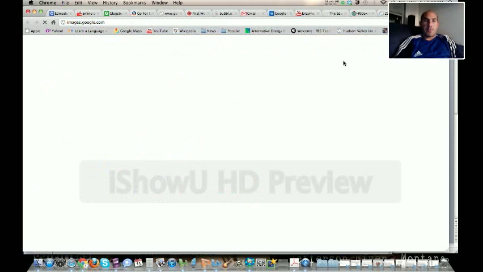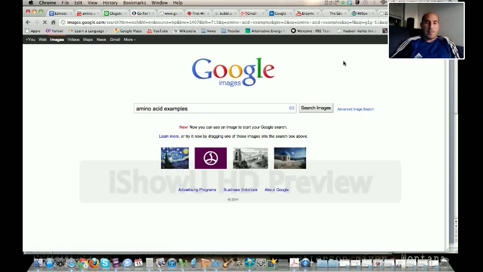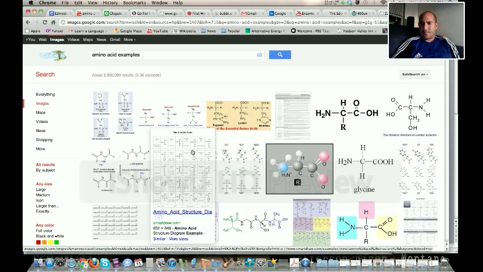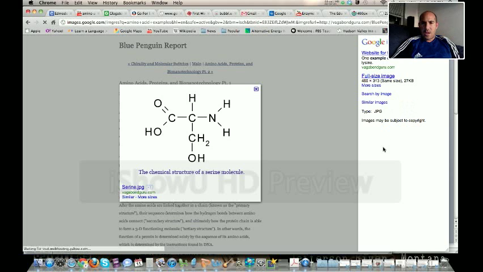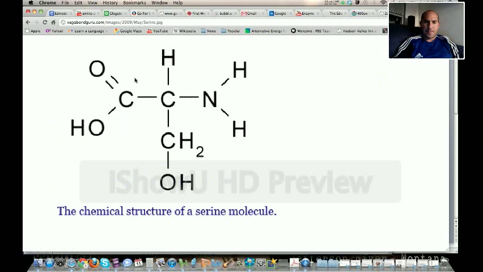Now we're going to see if we can call up real quick in Google Images some amino acid examples to see if we can identify some of these groups. Here we have an amino acid known as serine. Can you identify the amino group, the carboxyl group, and the R group? Try it right now.